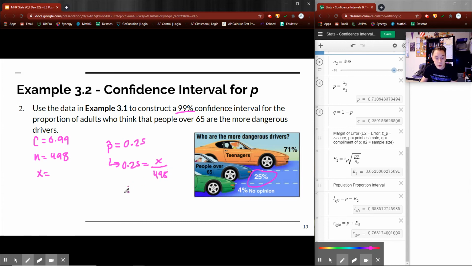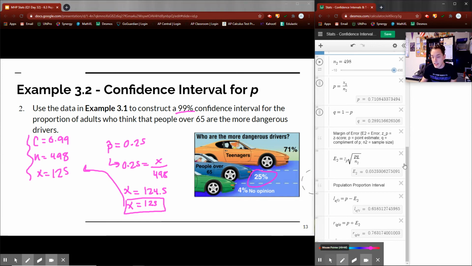I solve that real quick. I just multiply 498 to both sides. So I'm going to have 0.25 and then times 498. And then I get 124.5, and I'm going to round that up to 125. So that means my x is 125. So that is not my actual answer. Okay, that's just my x, but I need these three in order to solve for my population proportion.